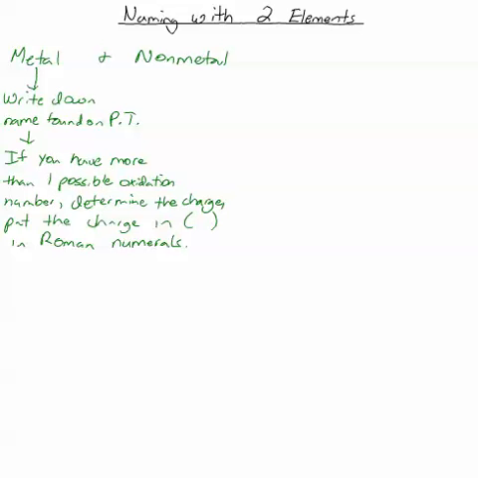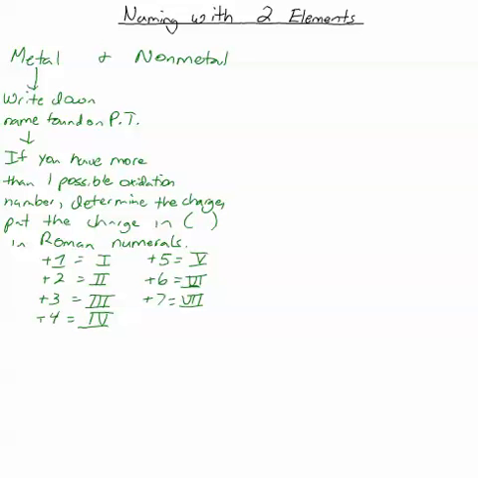Okay? Now, Roman numerals can get some students confused, okay? So if positive 1 is the charge, you have I like that. If positive 2 is the charge, it's like this. If positive 3, it's like that. Positive 4, IV, and then positive 5 would be a V. Positive 6 would be a VI. Positive 7 would be a VII. Okay, I don't think we'll get any above that. Too bad if we do.